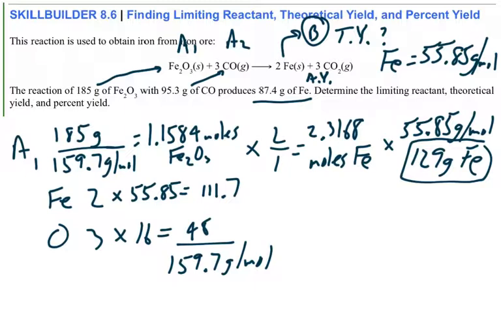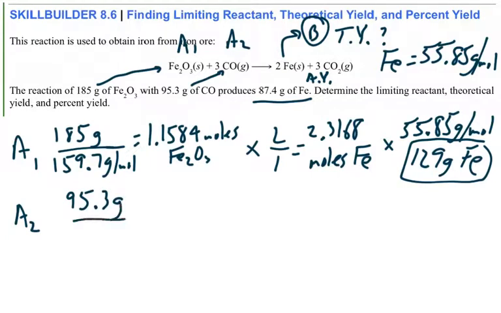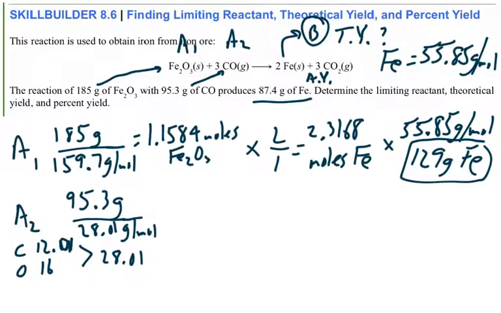Now, we still got to do another step. So let's erase this piece here so we have room to compare the other mass-to-mass problem. We'll call this A2. And this time we got 95.3 grams. We got to divide it by the molar mass of CO. Well, C is 12.01. O is 16. Add that up, and you're going to end up getting 28.01. So let's put that here, 28.01 grams per mole.